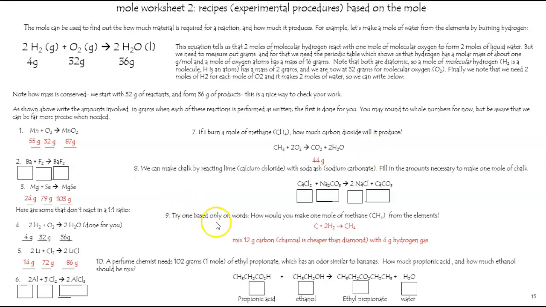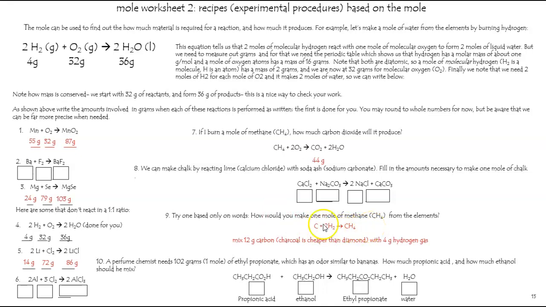Number 9, try one based only on words. How could you make 1 mole of methane from the elements? What do you start with? You always start with what you're given, and they're saying you're making 1 mole of methane, so I'd write arrow CH4. From the elements means carbon and hydrogen. I'd check through my H. Broncliffe list to see if I should double anything, and I should double hydrogen, but the K in H. Broncliffe is chlorine, not carbon, so carbon exists alone. Is it balanced? It is.